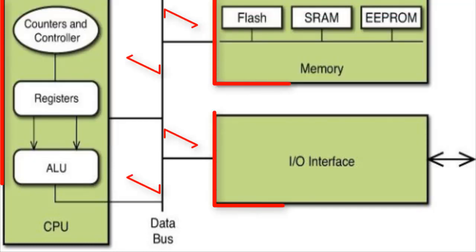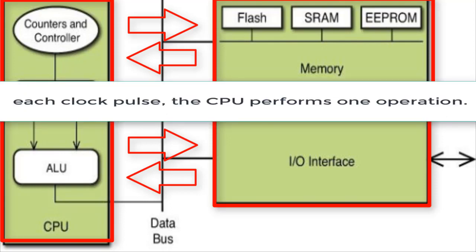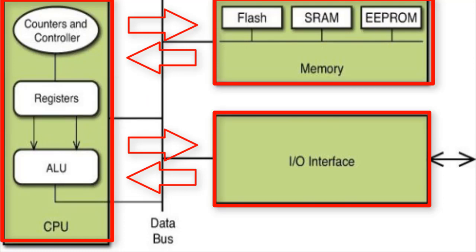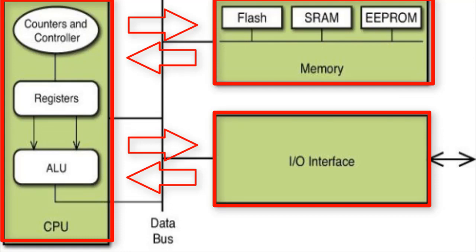All the CPU components interact within the CPU based on a clocking signal provided to the microcontroller. On each clock pulse, the CPU performs one operation. The speed of the clock pulse determines how fast the CPU processes instructions. For example, the Arduino Uno utilizes a 16 MHz clock, which provides 16 million clock pulses per second.